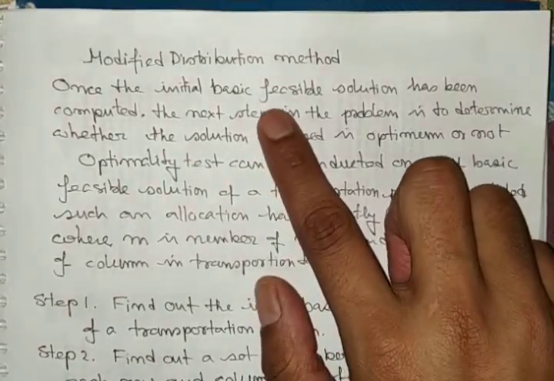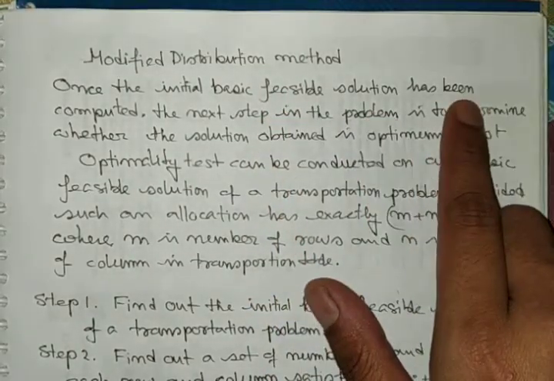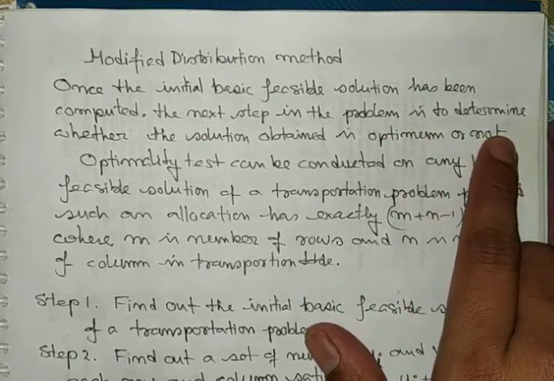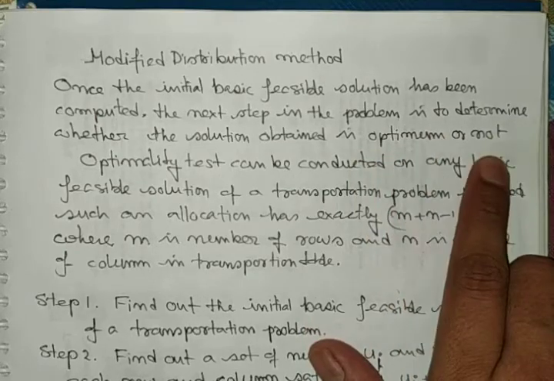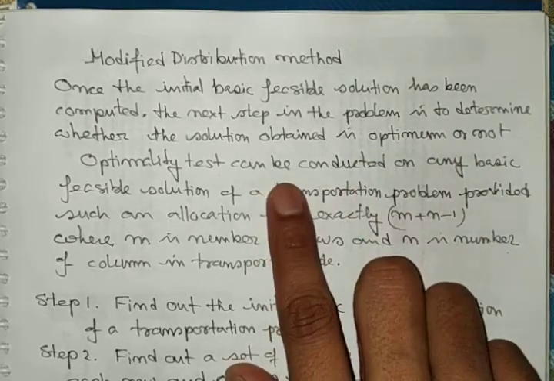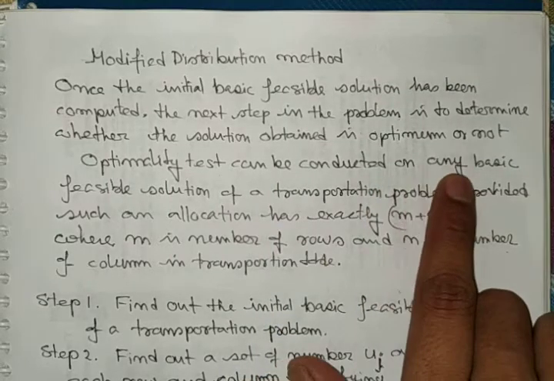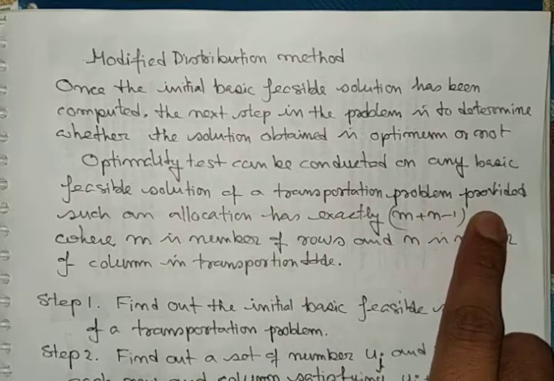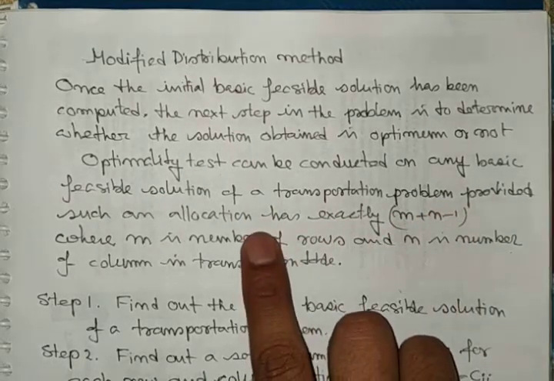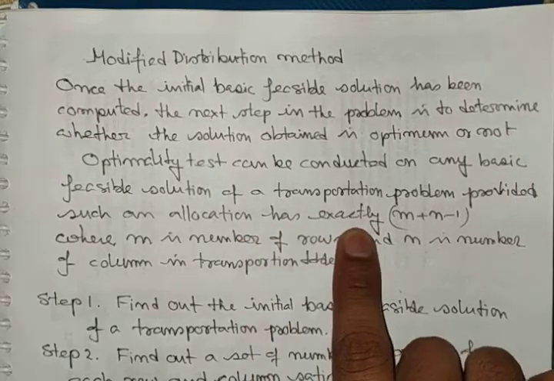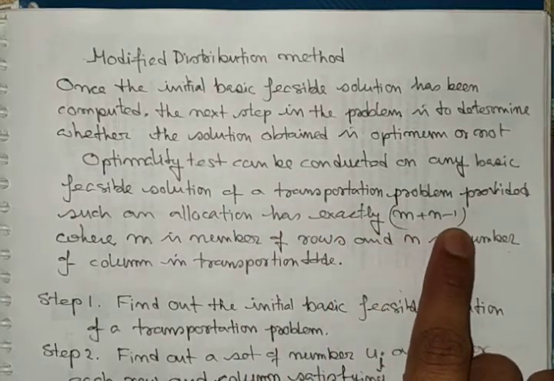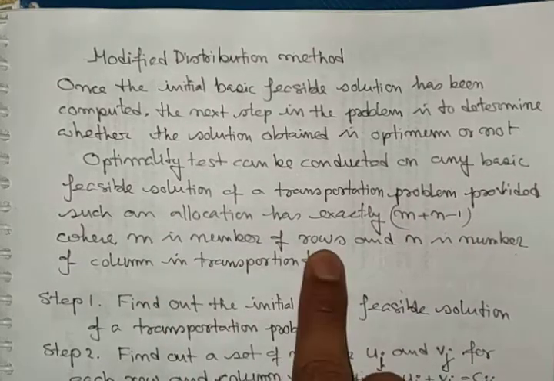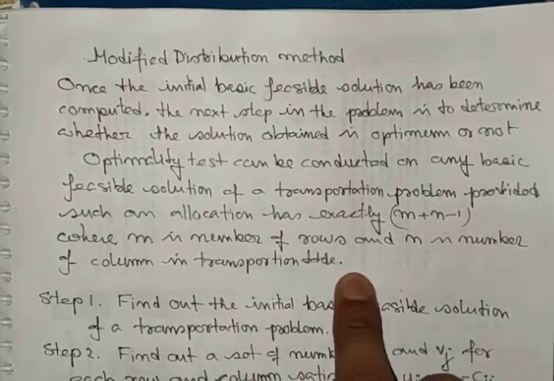Once the initial basic feasible solution has been computed, the next step in the problem is to determine whether the solution is optimum or not. The optimality test can be conducted on any basic feasible solution of a transportation problem provided such an allocation has exactly m plus n minus 1, where m is the number of rows and n is the number of columns in a transportation table.